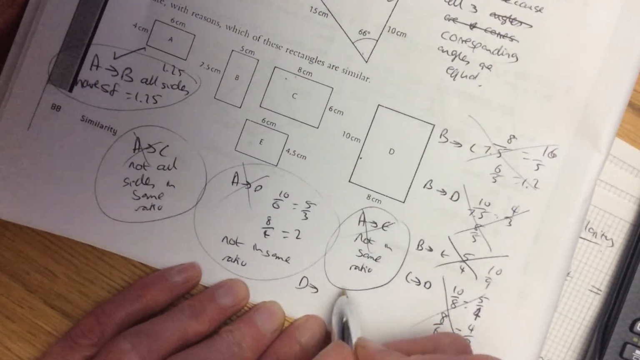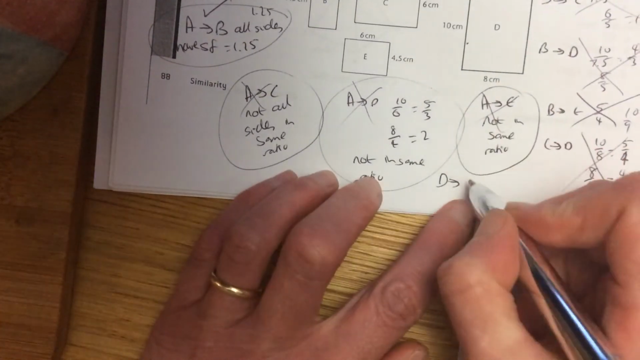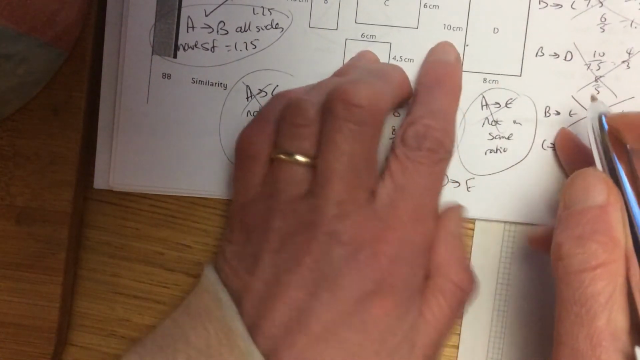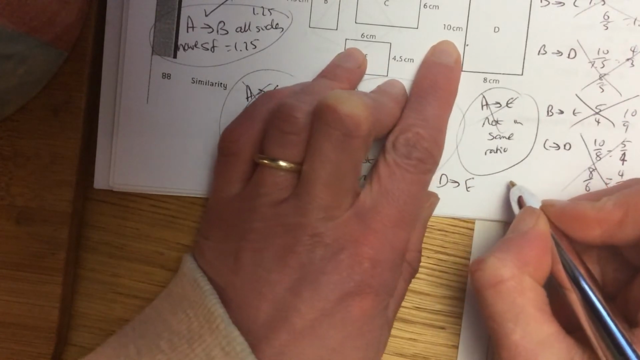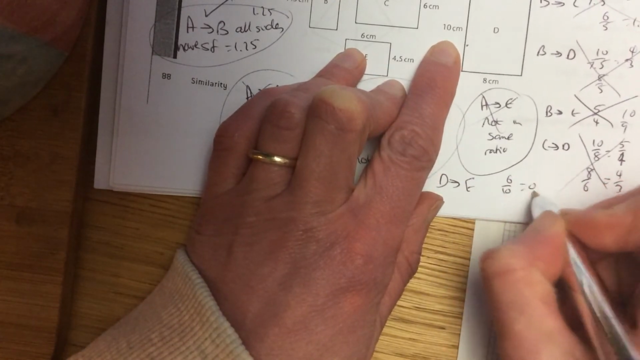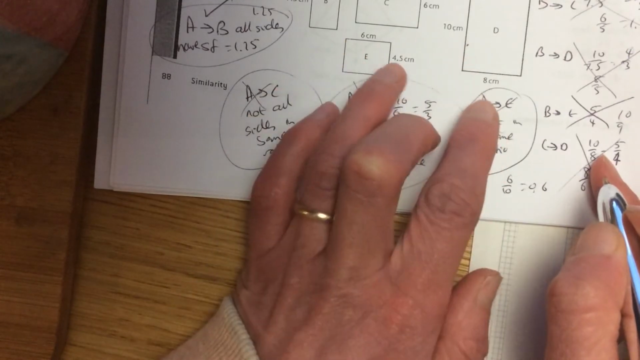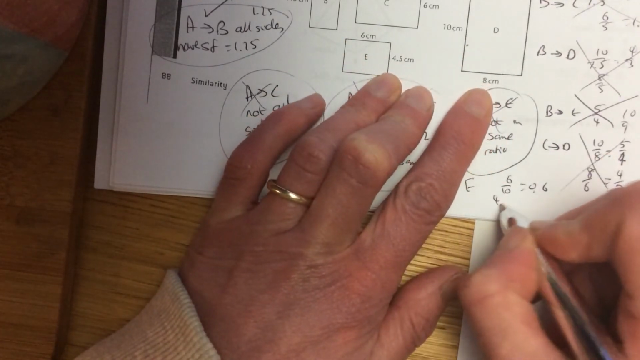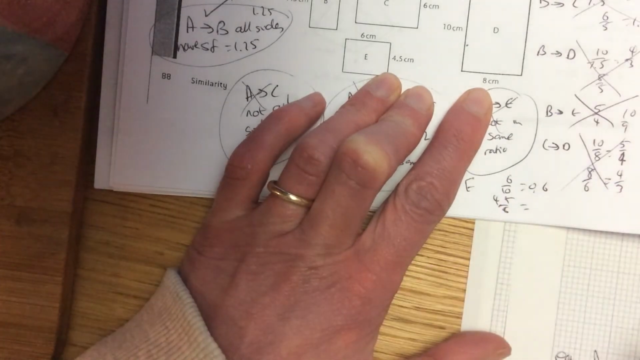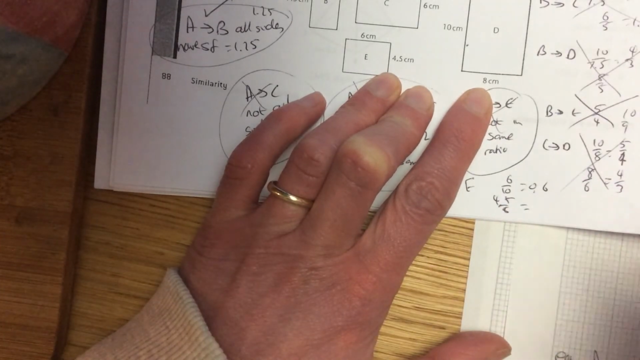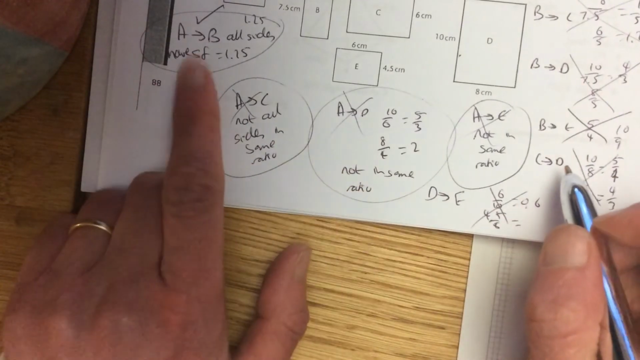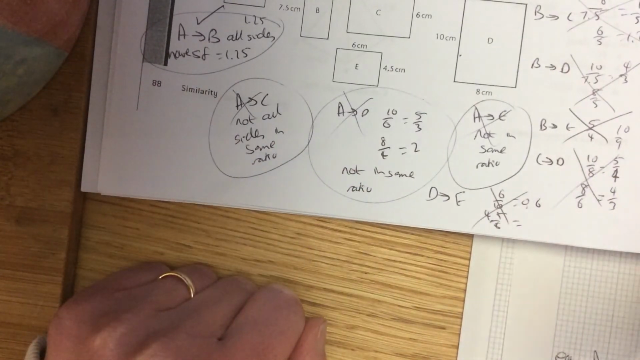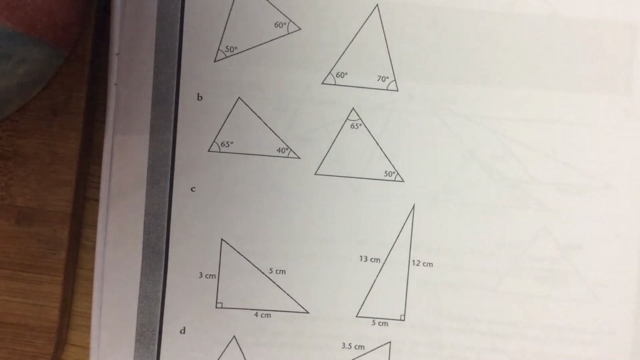And the last one, D to E. If you check the long side, it's 6 over 10 is 0.6. And then check the short side. So it's 4.5 over 8. So 4.5 divided by 8, no good. So after all that, those are the ones that we found to be similar. Okay, next page is going to run through this.